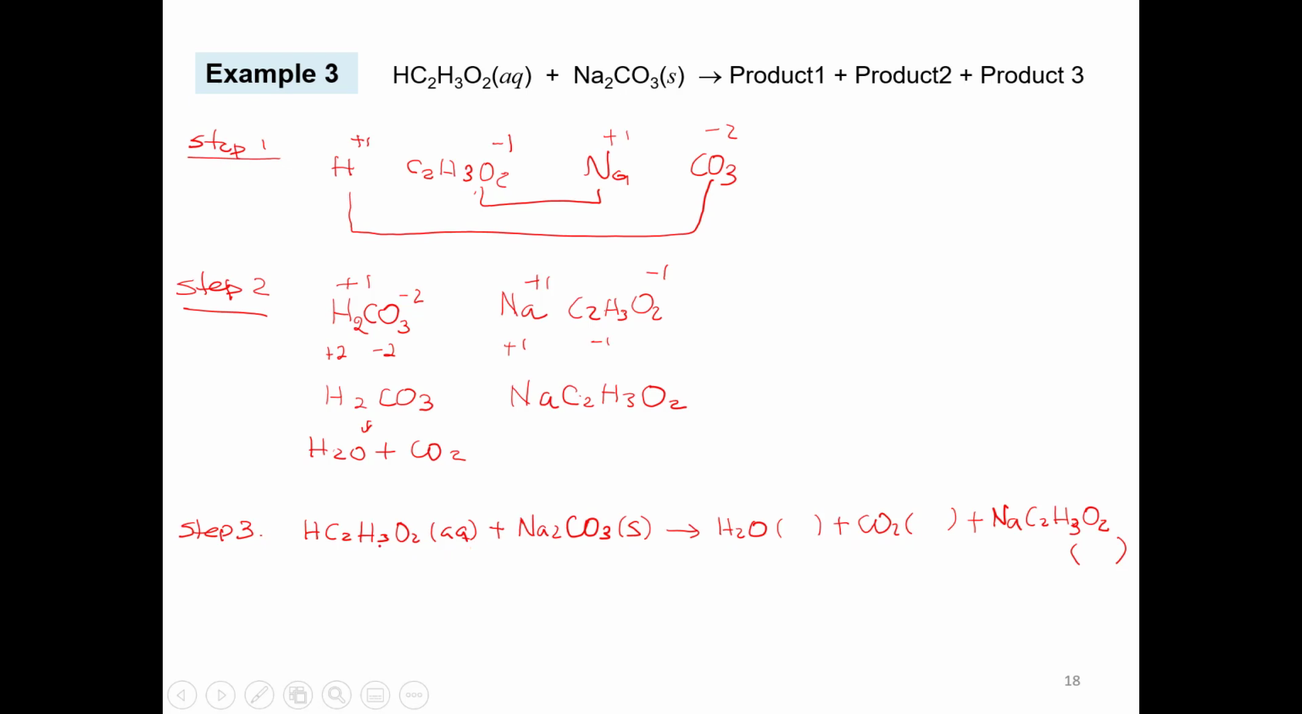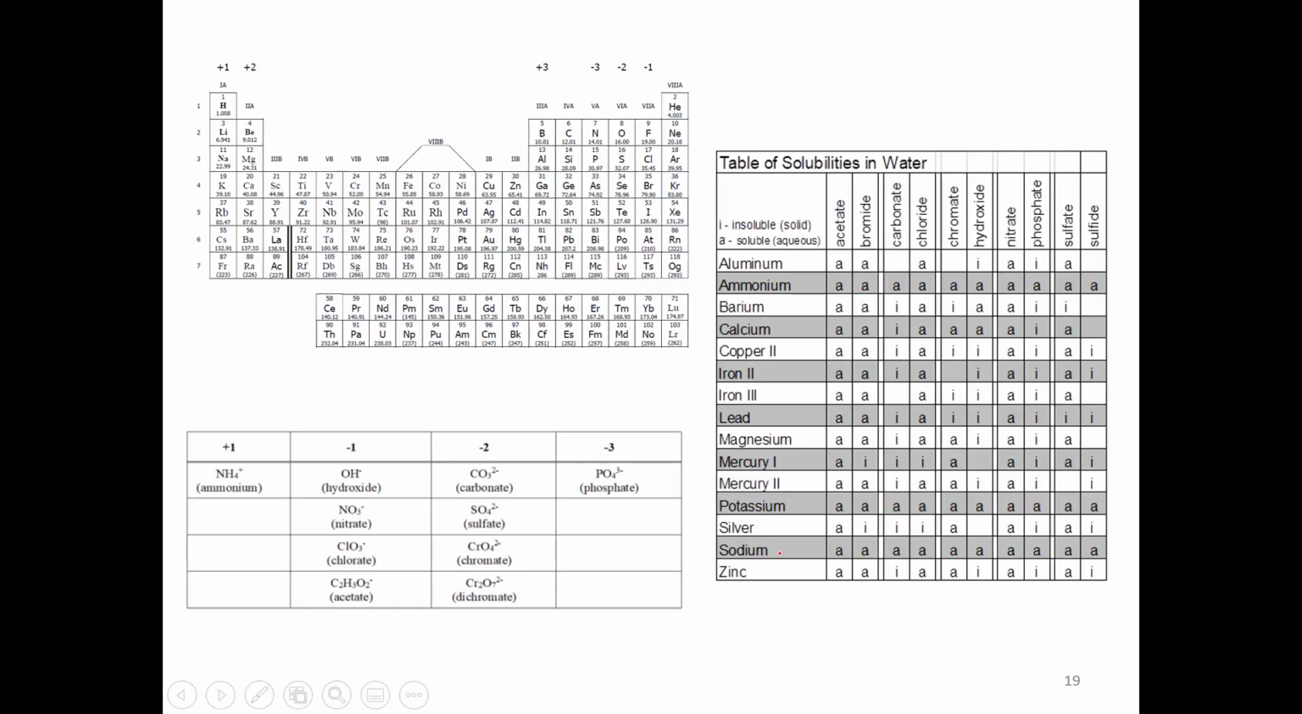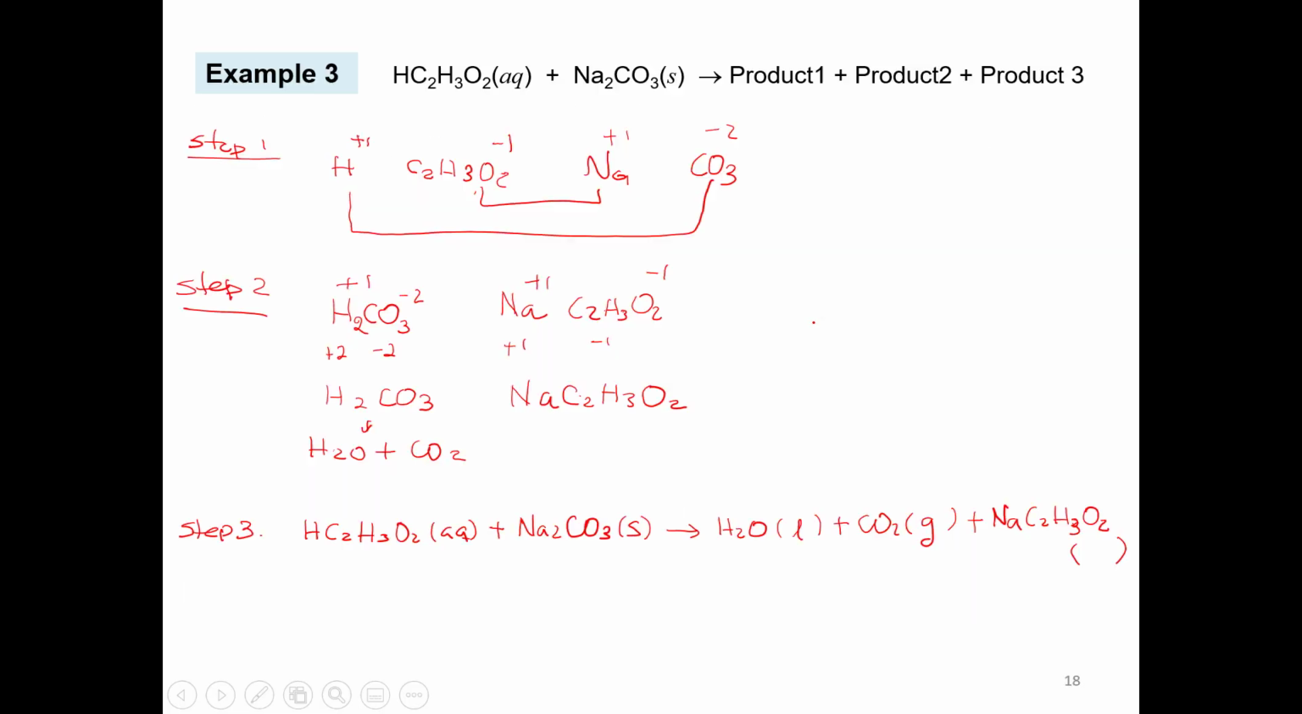Then the next thing we want to predict is the physical state for the products. And we know the water usually is liquid. This is L. Let me write better L. L. This is gas. And now we need to check the sodium acetate. Sodium acetate will be A, and A means AQ. Here will be AQ.